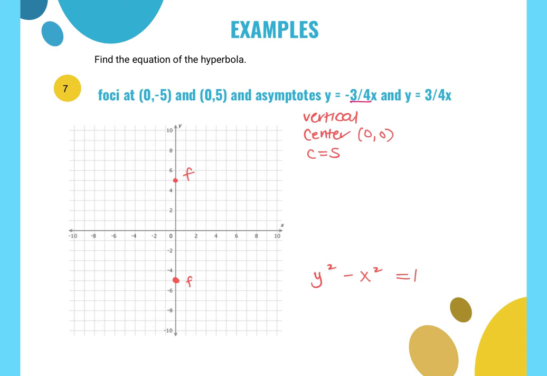Second set of information is y equals plus and minus 3/4 x. So if it's plus or minus 3/4, is it going to be A over B or B over A? A over B. So that tells me A is 3 and B is 4. This would be 9, and this would be 16.